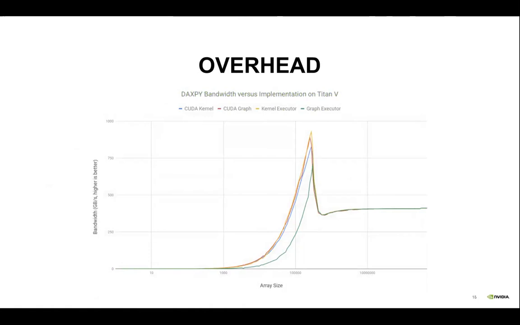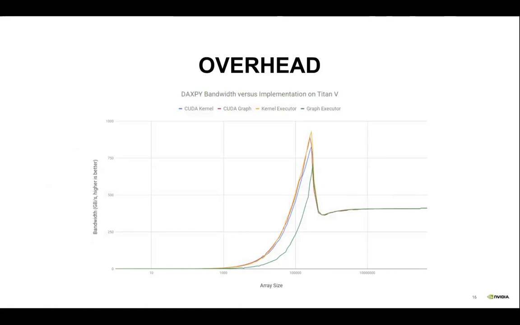Right, so once we built that, the first thing I did was to see if this API introduced any overhead over just raw Cuda kernels or the kernel executor implementation. So to do that, I looked at the bandwidth of DAXB on a Titan B. If you're not familiar with DAXB, it's just vector addition. I assume everyone's heard of it before.